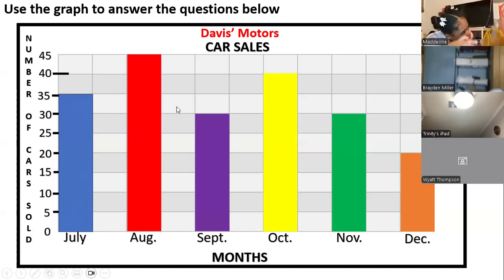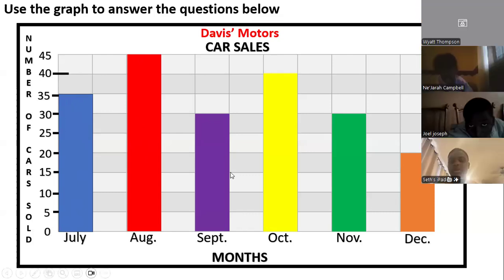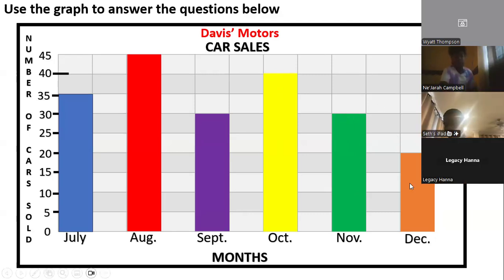45. 45. For September, what is it? 30. 30, very good. And October, what is October? 40. 40, very good. And anyone for November, what do we have? 30. 30, yeah. And then for December? 20. December is 20, very good.